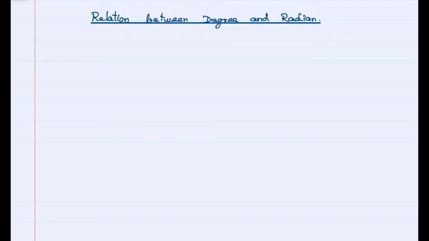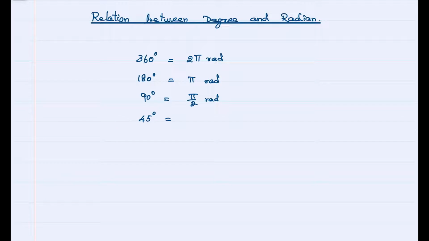Let us now see the relation between degree and radian. We know that a circle subtends 360 degrees at the center or 2 pi radians at the center. Therefore, 360 degrees is equal to 2 pi radians. Let us divide both sides by 2. 180 degrees will be pi radians. Again dividing by 2, 90 degrees is pi by 2 radians. Dividing by 2, we get 45 degrees is pi by 4 radians.